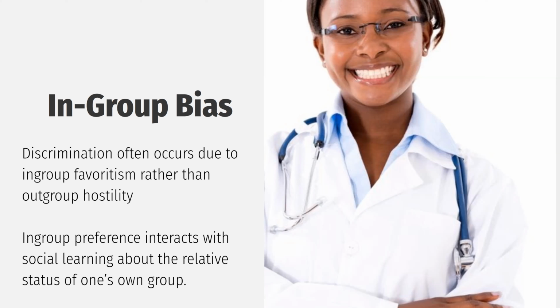Now, the caveat is that in-group preference interacts with one's social learning about the relative status of one's own group. So here's where things get tricky. Adult members of non-dominant groups show weak or no implicit preference. And you also see this in med school applications and letters of recommendation. The lack of this favoritism is because we are conditioned to really cheer on the dominant social categories.